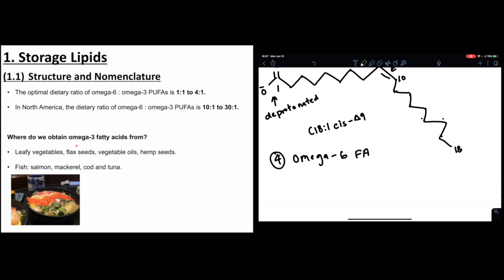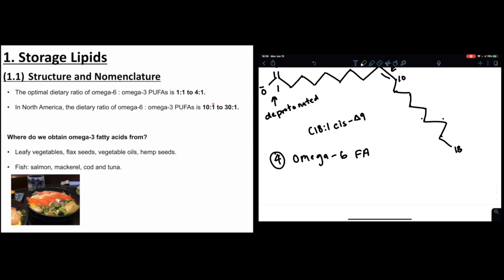Well, where do we get omega-3s from in the first place? So you get them from leafy vegetables, from flaxseed oil, from different vegetable oils or hemp seeds, for instance, and you also get them from fish like salmon, mackerel, cod, and tuna. Now, many North Americans don't consume these foods. So this means that this ratio stays high because the number for omega-3s is quite low. So generally, you'll lead a healthier lifestyle if you consume a lot more vegetables, a lot more fish, in order to make this ratio closer to 1-to-1 to 4-to-1.